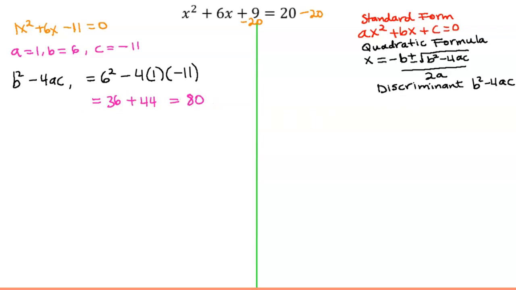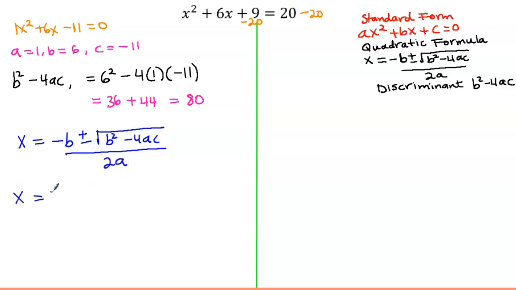Now let's go ahead and plug it into the quadratic formula. So x is equal to negative b plus or minus the square root of b squared minus 4ac, all divided by 2a. Okay, our b is 6, but the formula has a negative in it, so negative 6 plus or minus. We did the discriminant separately, we got 80, right? Our 80 divided by 2, our a was 1, so times 1.